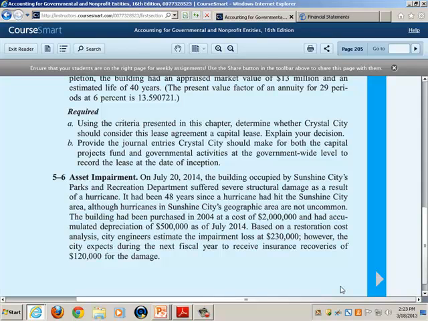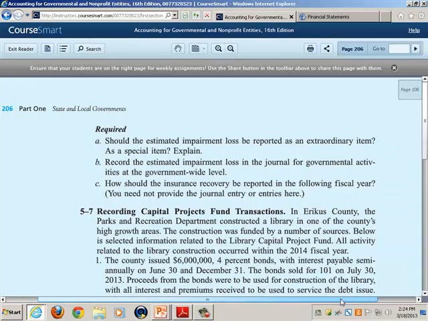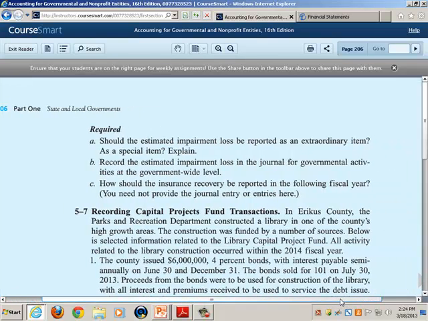Okay, so we have this city that suffered damage from a hurricane. It's been 48 years since they had the last hurricane. And it suffered some damage. The impairment is about 230,000. They're going to get 120,000 back from the insurance company. A typical example. So the first question is, when you turn over to the next page, should the estimated impairment loss be reported as an extraordinary item or a special item?